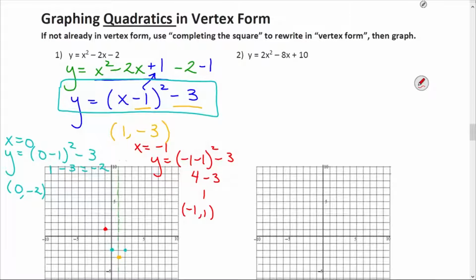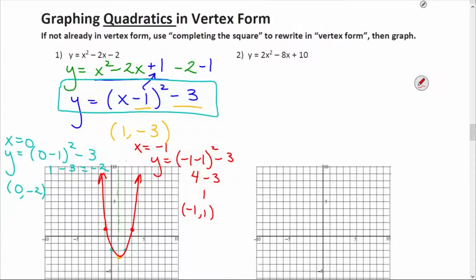Okay, and also it's 2 away from the axis of symmetry. So I go on the other side 2 and I get this point right here. Okay, and there's 5 points to give me a good idea of where this parabola is going to be. So I kind of sketch that out and draw a curve. Okay, and that's graphing a parabola in vertex form.